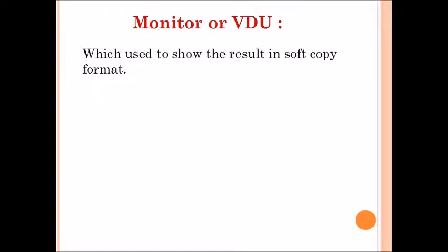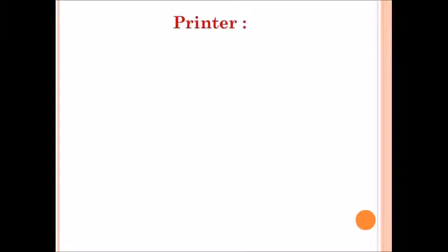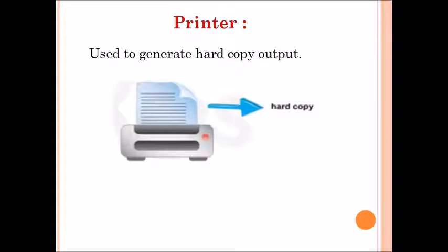Let us see the monitor, also called a VDU, meaning the visual display unit. The monitor is the main output device of a computer system, which shows the result in a soft copy format on the screen, meaning it cannot be retained permanently. Next is the printer. The printer is an output device that is used to generate hard copy output, meaning printed output which is permanent.